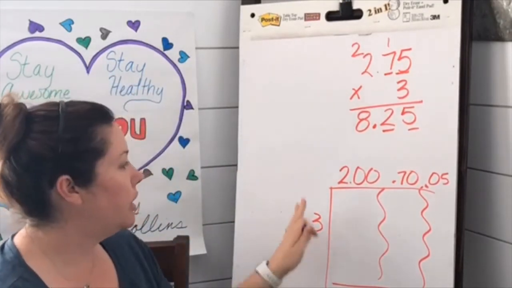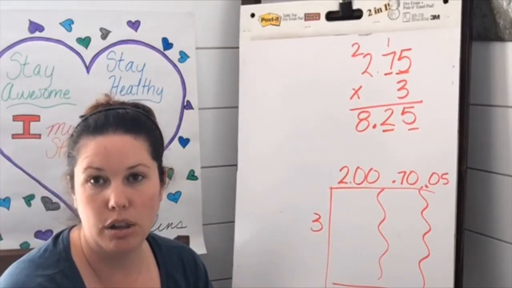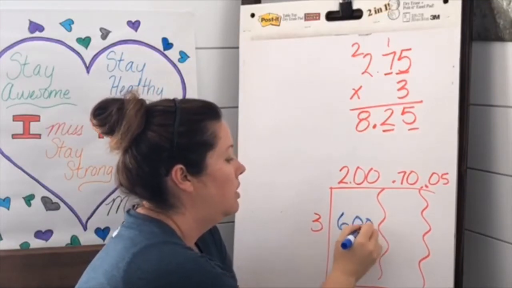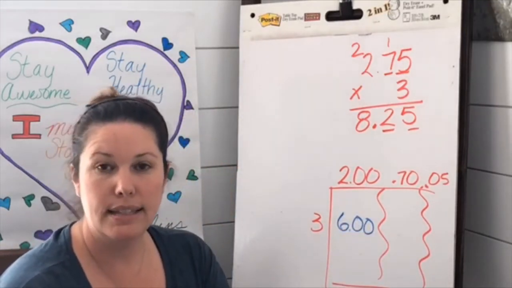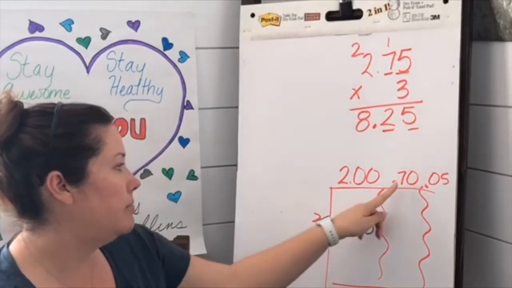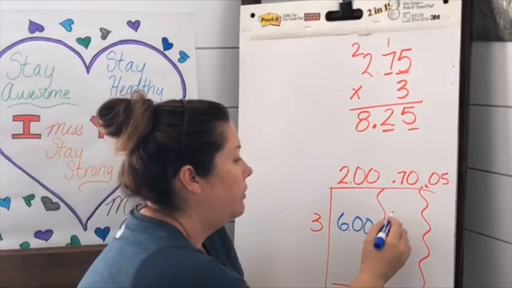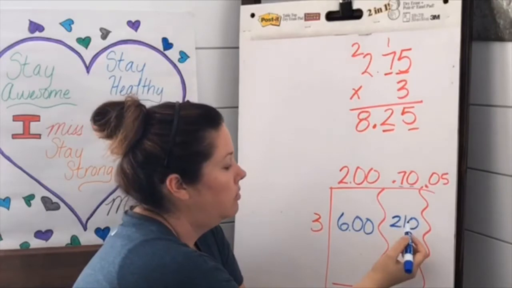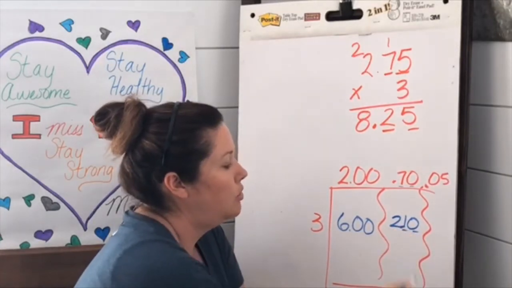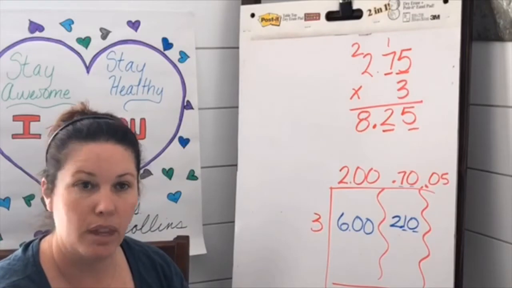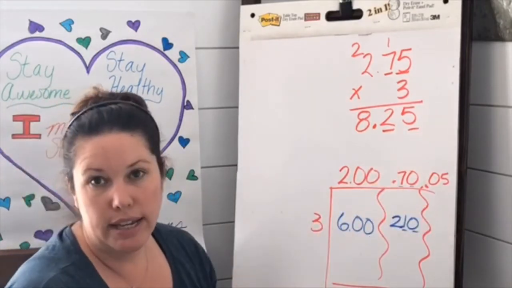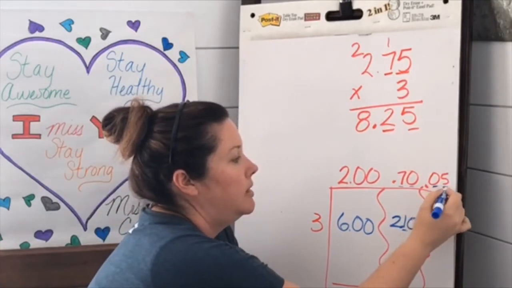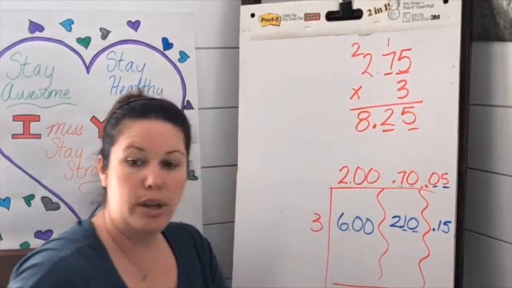So we're going to do 3 times $2. What's 3 times $2? $6. And what's 3 times 70 cents? So basically, think about what's 3 times 7. It's 21, right? And then we have our 0 on the end. And then there's 2 spaces after the decimal. So 1, 2. So that means that's $2.10 for this one. And then 3 times 5 cents. So 3 times 5 is 15. And there's 2 spaces after the decimals, so my decimal's going to go here.